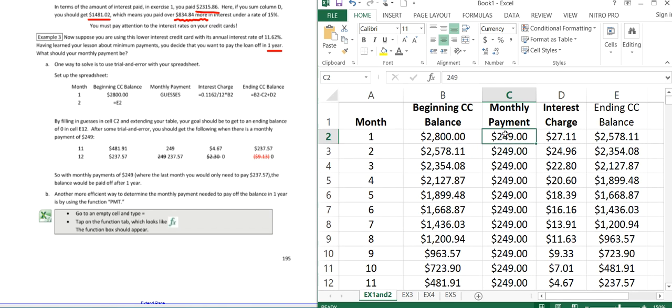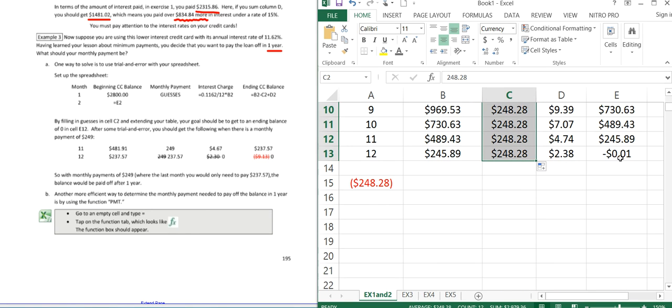Let's type that into my spreadsheet and just verify that. 248.28, and then refill that and look at what I have. Yeah, to the nearest penny. That's as good as they can get it for a regular payment.